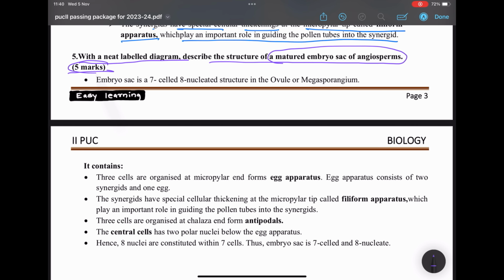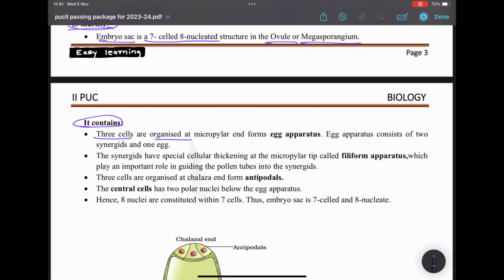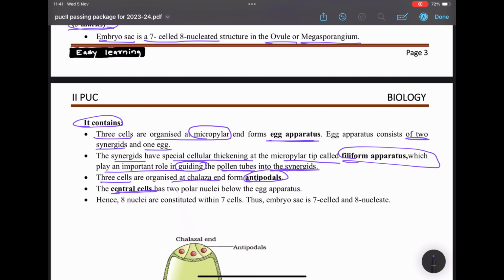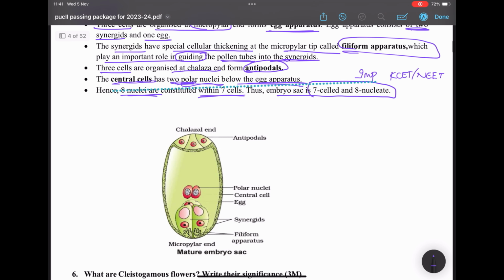Next question: write a neat labeled diagram and describe the structure of a mature embryo sac. So the embryo sac contains an egg apparatus at the micropylar end, 2 synergids and 1 egg, whereas filiform apparatus will guide the pollen tube towards the egg, and 3 antipodal cells at the chalaza, and 1 central cell.